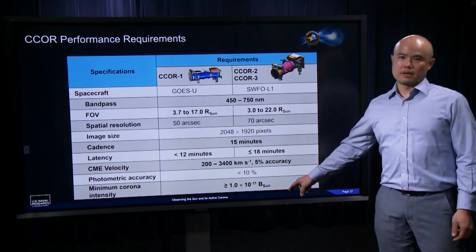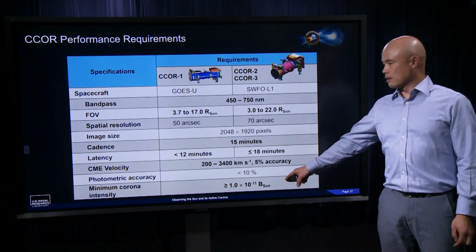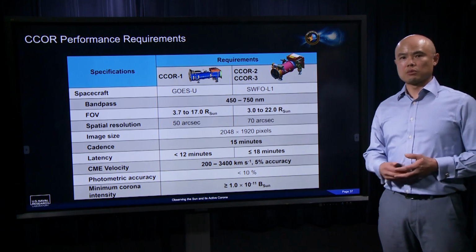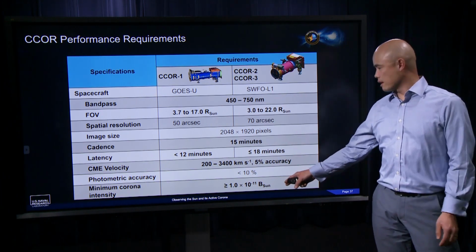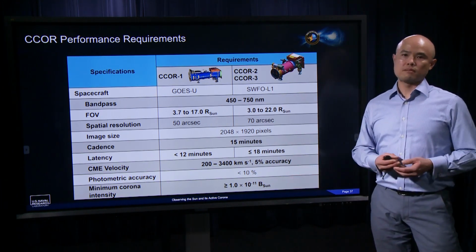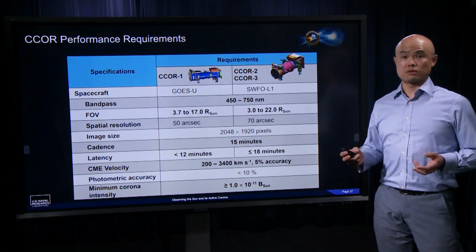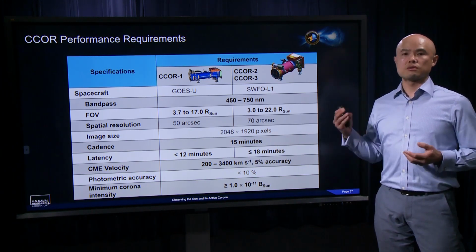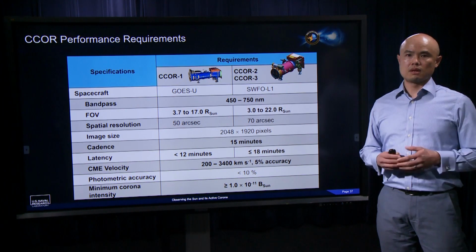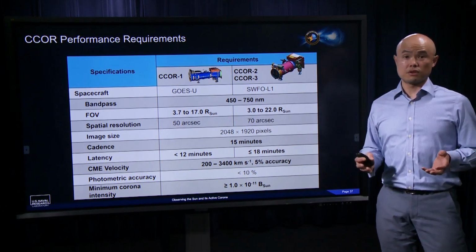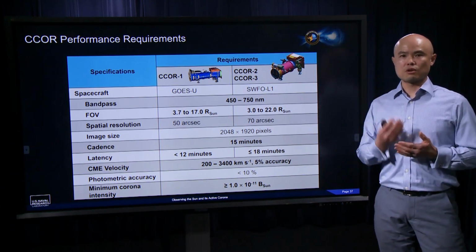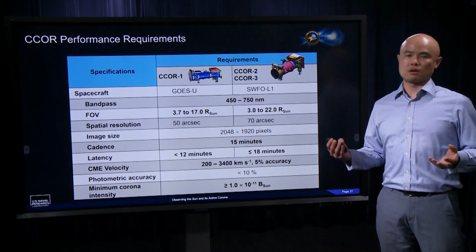The last row of the table here is worth noting. We will be able to measure the corona at a brightness level 11 orders of magnitude dimmer than the mean solar brightness. That shows how dim our signal is compared to the scene that's in our field of view. We essentially have to turn the sun off in order to see our target signal.